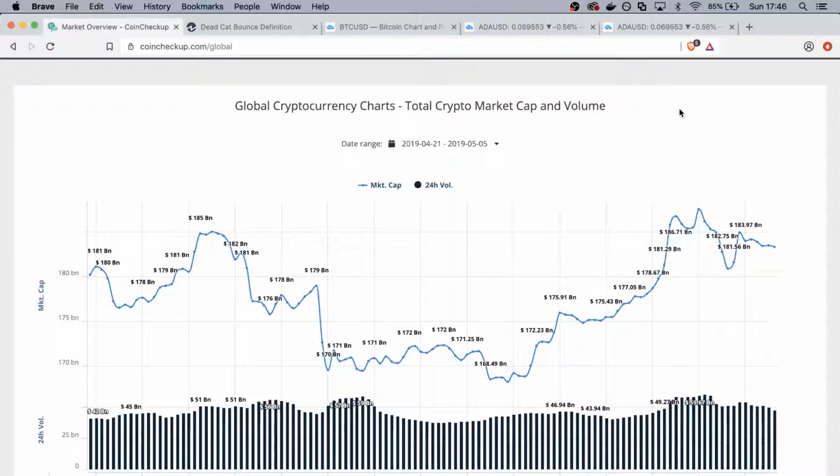Today we're going to look at the crypto market cap and talk about dead cat bounces, what they are, how to detect them, and how that influences your trading.